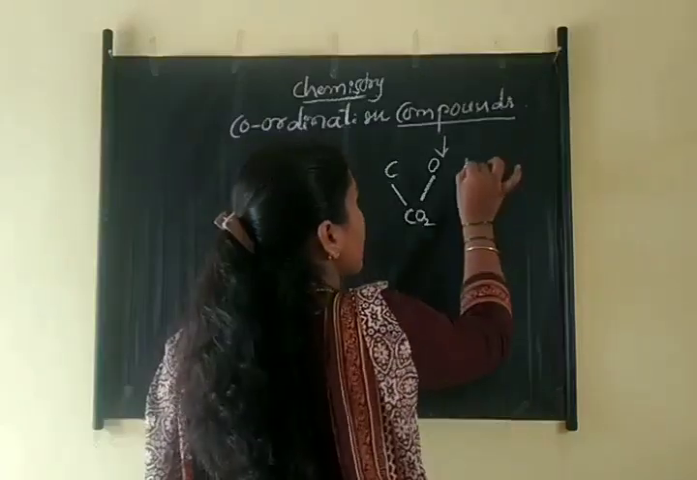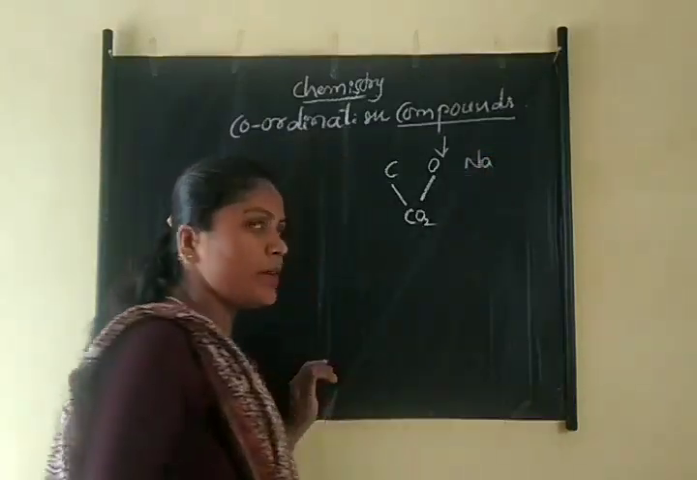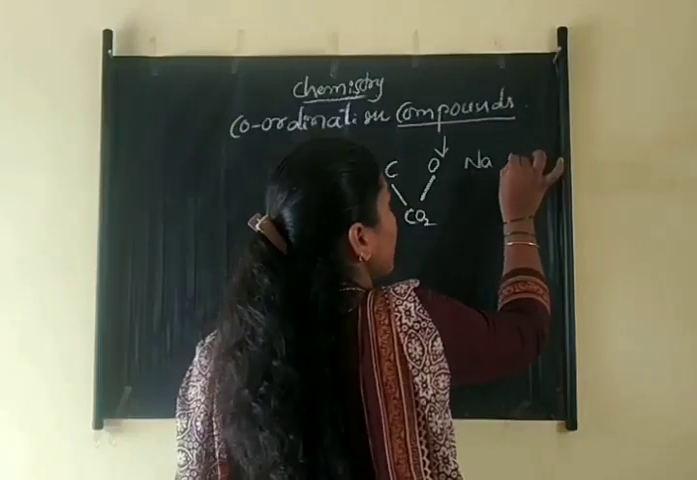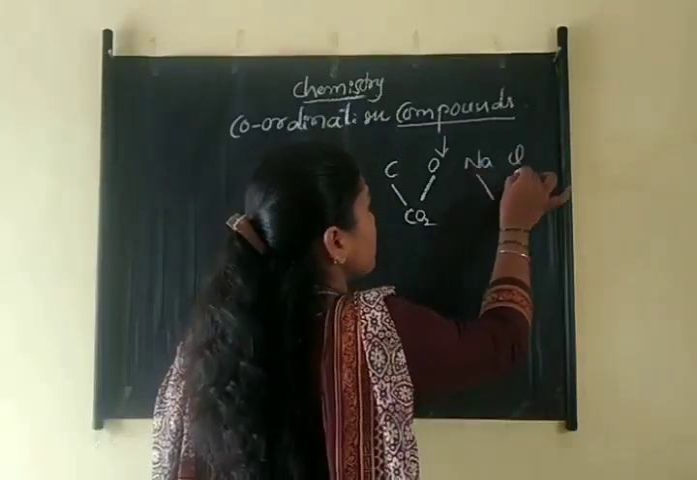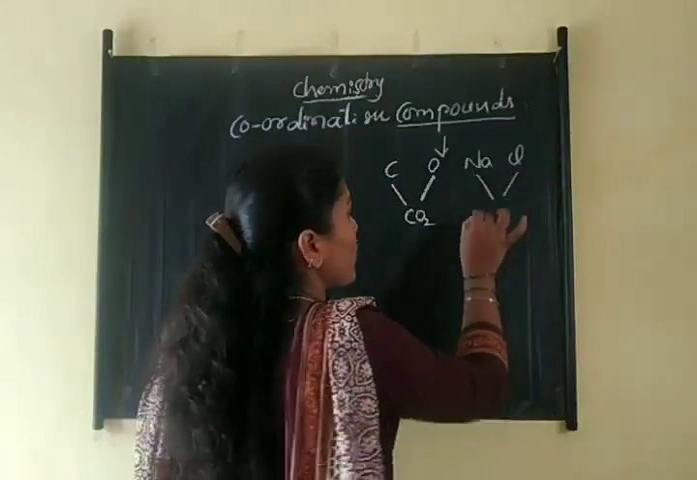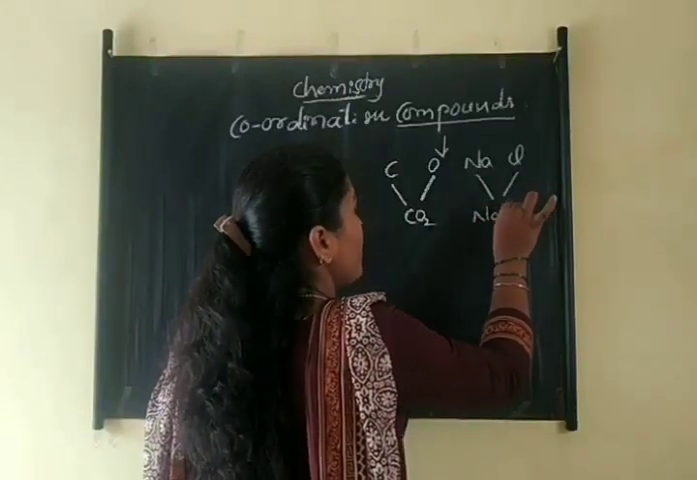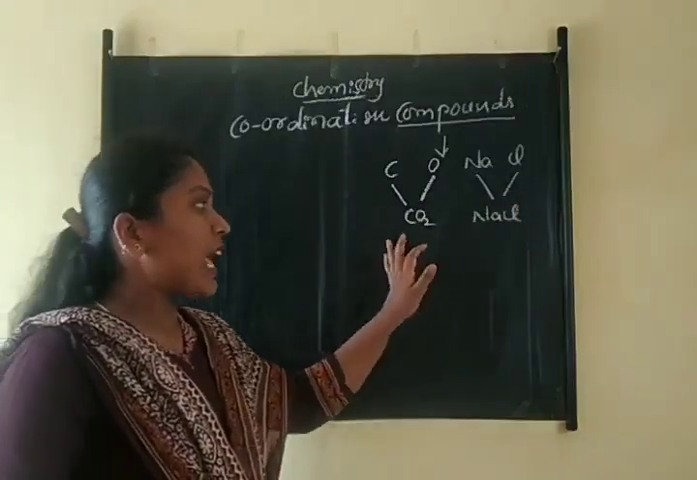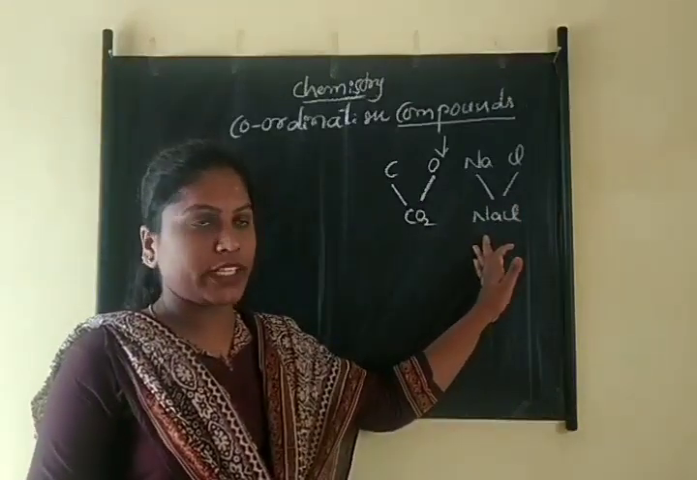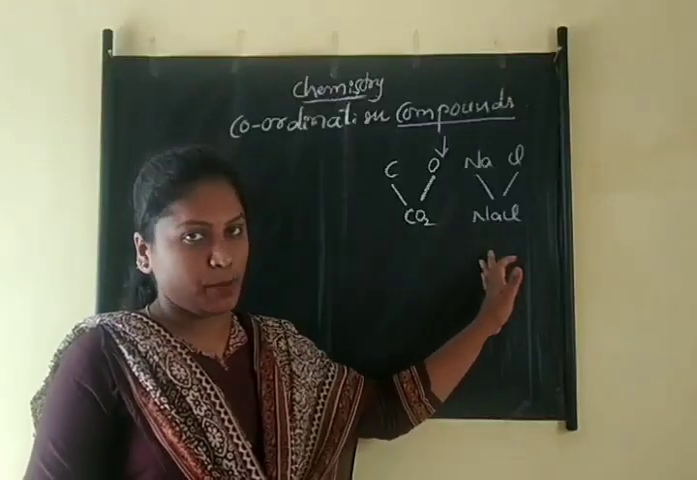And also one more example, sodium is an element. It is combined with chlorine to form the product sodium chloride. So here carbon dioxide and sodium chloride, these two are called as compounds.